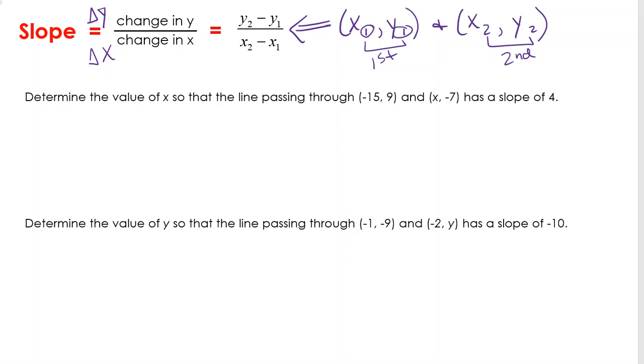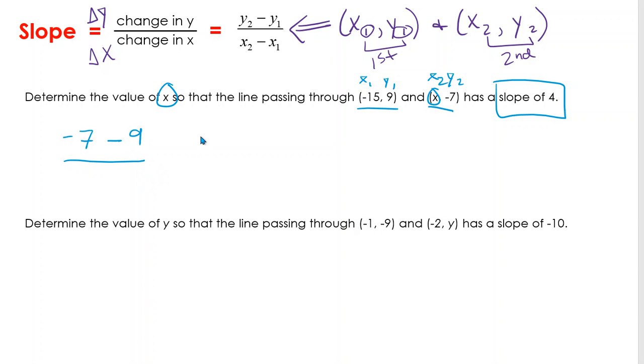Sometimes we're given information and we're asked to find a missing coordinate, so we're going to come to our slope formula in order to do this. So we want to determine the value of x so that the line between these two points has a slope of 4. I'm going to come back to my formula here. We'll make this our second point, we'll make this our first point. So the second y coordinate would be -7 minus the first y coordinate, which was 9, divided by the second x coordinate, which is our unknown, minus the first x coordinate, which was -15, and that's all equal to 4.